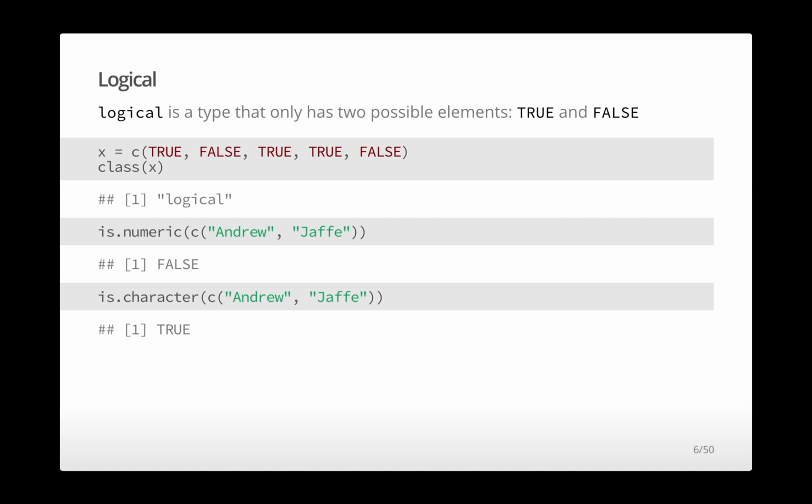This is not a numeric vector, so it comes up FALSE. It is a character vector, so it comes up TRUE.